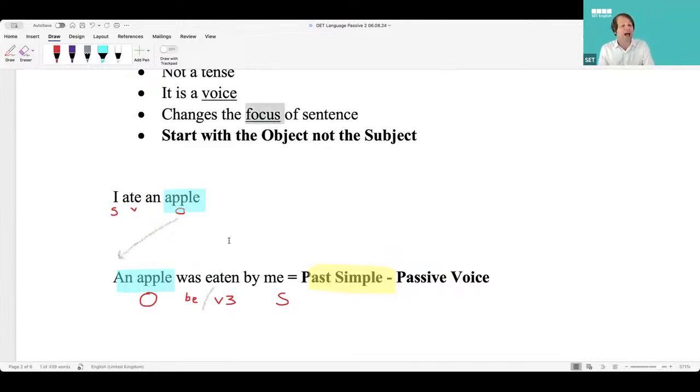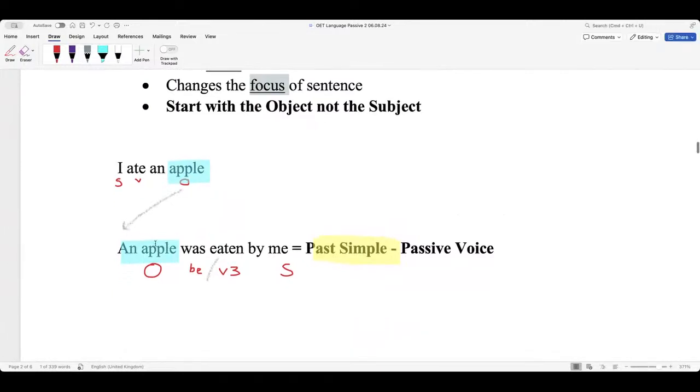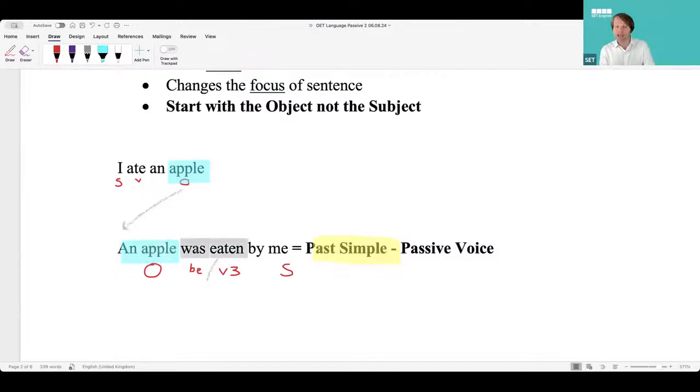Where is the focus now? Everyone, where is the focus? An apple. It's on here, on the apple. Sometimes it can also be on the action as well. It can also be here as well, right? But it's not here. The focus is not on the subject.